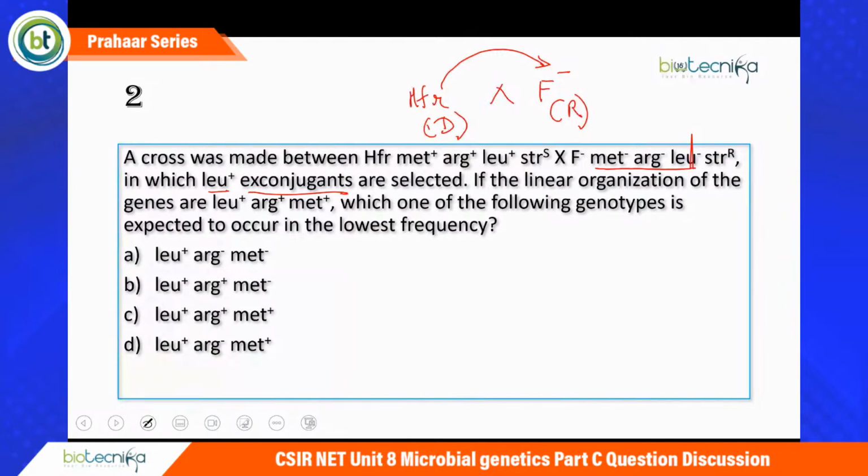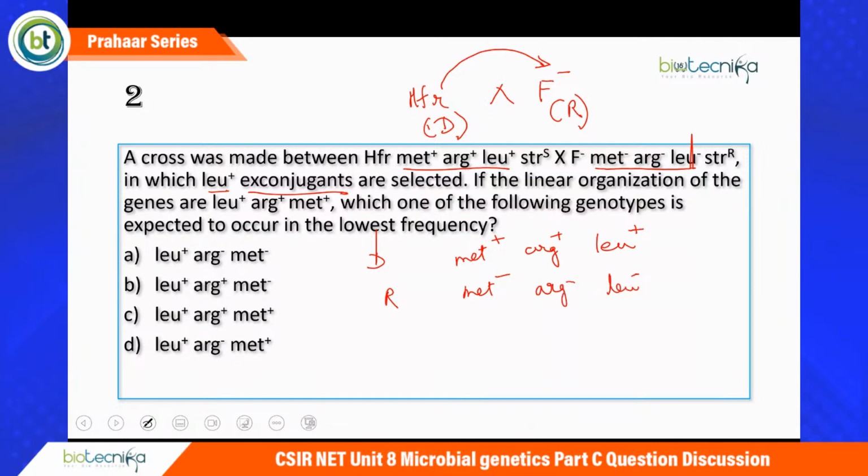Absolutely correct. Jaya, Priyadarshini, yes, all of you are correct. So HFR will be the donor. Now the HFR genotype is written here, so let's write it down. The donor's genotype is Met plus, Arg plus, and Leu plus. The recipient's genotype is Met minus, Arg minus, and Leu minus.